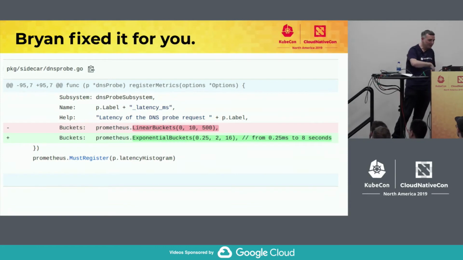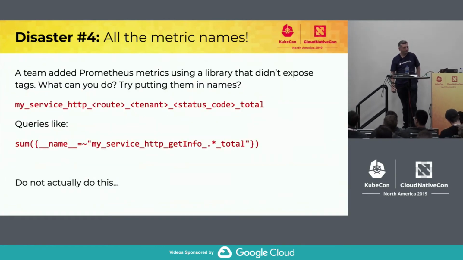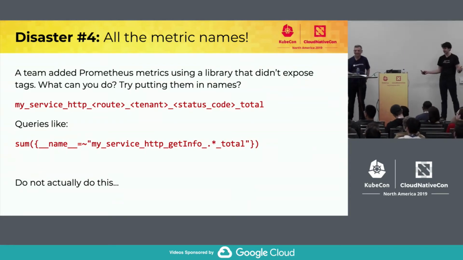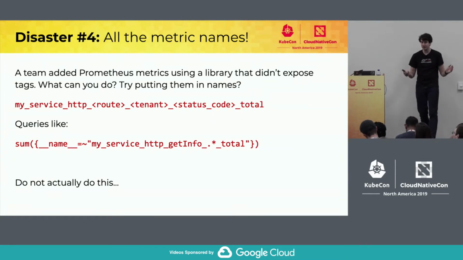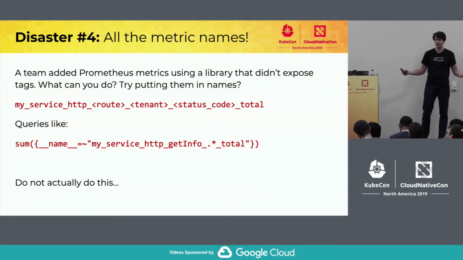Okay, so there you go. That's Act 3. Back to Chris. Yeah. So, Act 4. This is the final disaster of our presentation. So, imagine you're a team. You're working on a service. You're instrumenting everything in Prometheus.